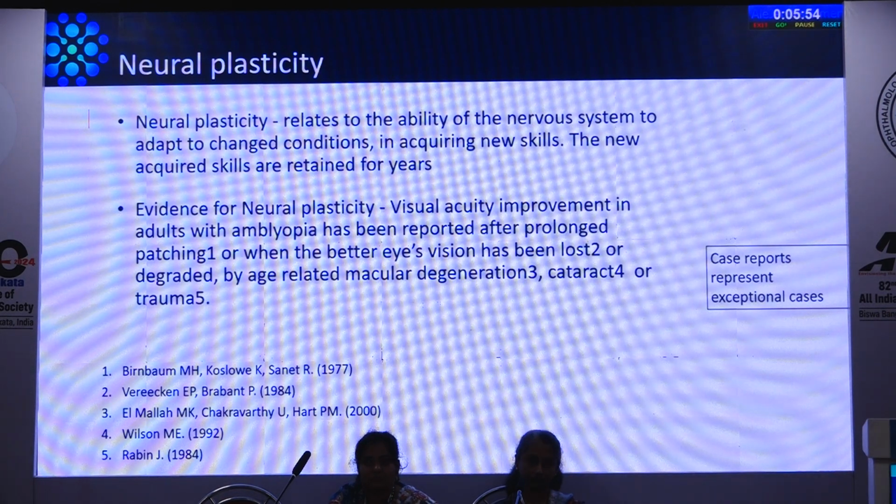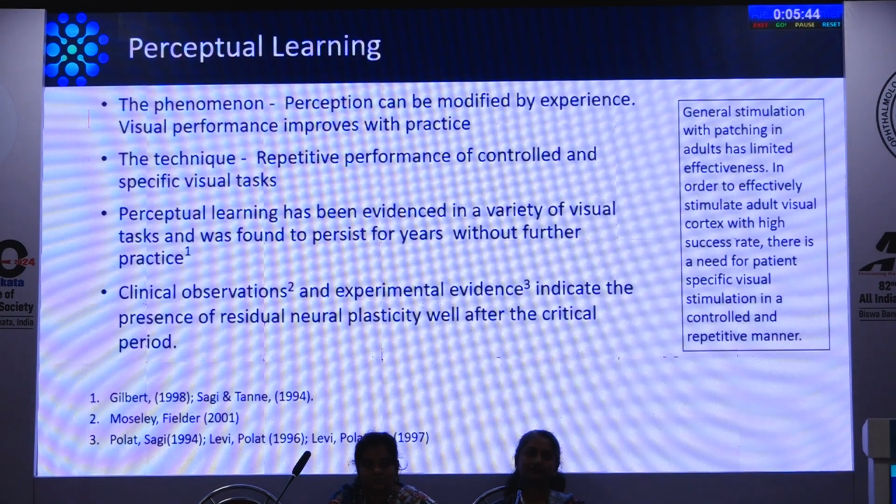That is the ability of the nervous system to adapt to changing conditions in acquiring new skills. And these acquired skills persist and are retained for years. And the fourth thing is perceptual learning. What is this? Perception can be modified by performance, and visual performance improves with practice. It involves repetitive performance of controlled and specific visual tasks. Perceptual learning has been evidenced in a variety of visual tasks and has been found to persist for years.